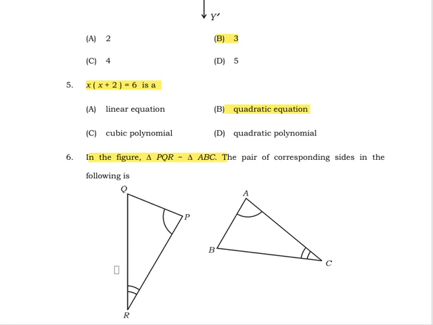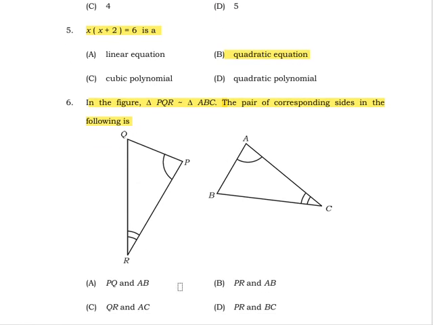Okay. So here the next question, sixth one is, in the figure, triangle PQR is similar to triangle ABC. So you observe the triangles, triangle PQR is similar to triangle ABC. The pair of corresponding sides in the following is. So here you have to find out the pair of corresponding sides. They are given 4 options. Here one pair is correct, the other 3 pairs are wrong. Okay, so you should find out the correct pair of corresponding sides.